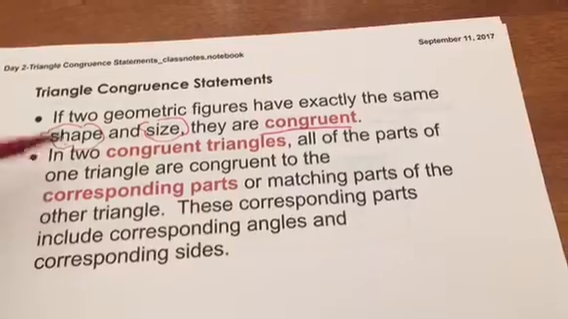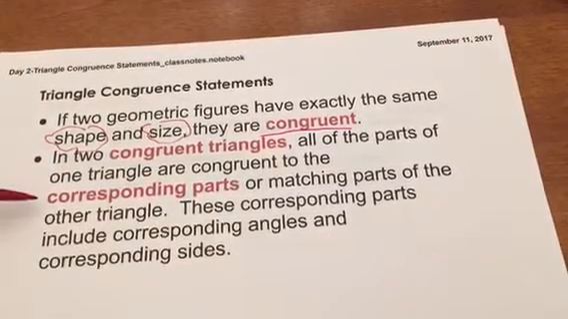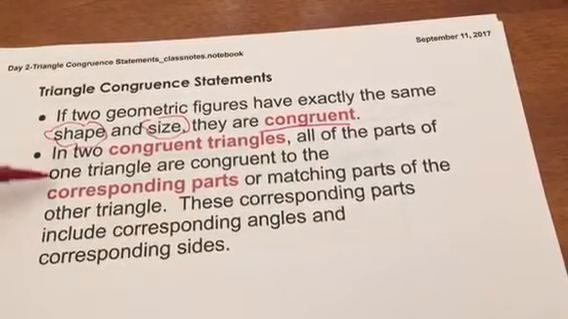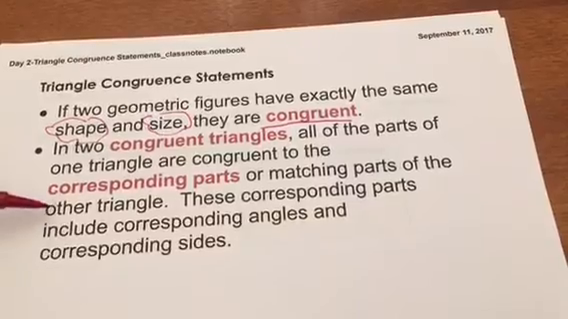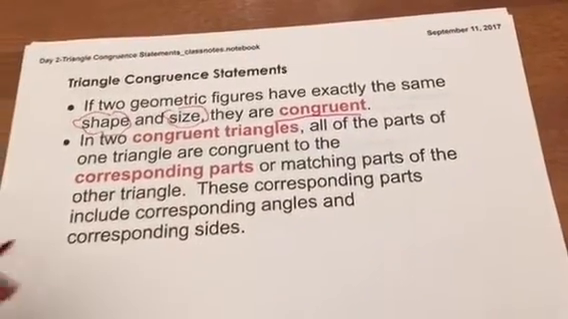So in 2 congruent triangles, all of the parts of one triangle are congruent to all of the corresponding parts of the other triangle, in other words, all of the angles and all of the sides. And these corresponding parts include corresponding angles and sides.